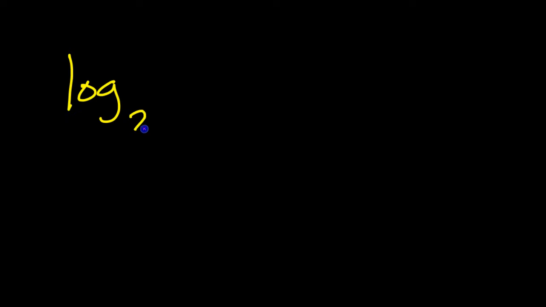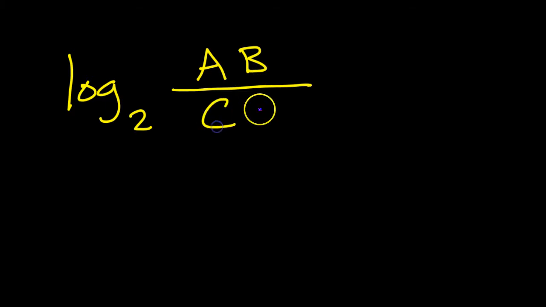What if I gave you log base 2 of ab over cd? So here I have multiplication happening, but I also have division. This whole thing is a fraction. I have a, b, c, and d. This is going to split up into 4 different terms, and anything in the numerator is going to give us a positive expression. Anything in the denominator will be negative.